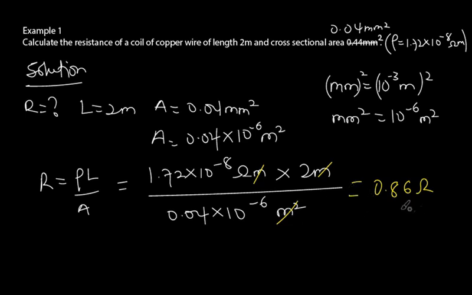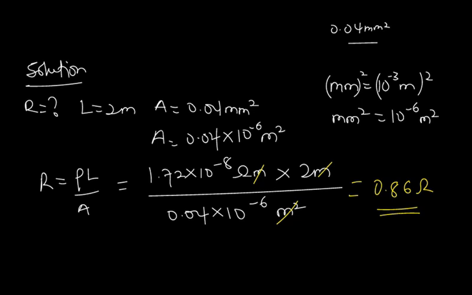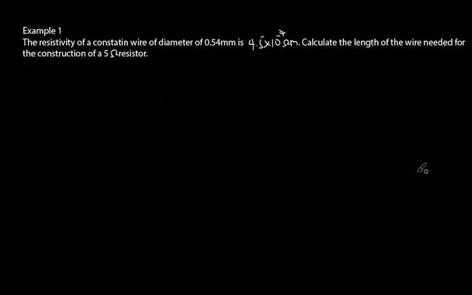So yeah, this is how, when we have a question like this, we can solve for the resistance. So let's have a look at another example where we will be given the resistivity, then the resistance, and then the diameter, and then we are asked to find other parameters apart from the resistance or the resistivity. Okay, so example number 2.